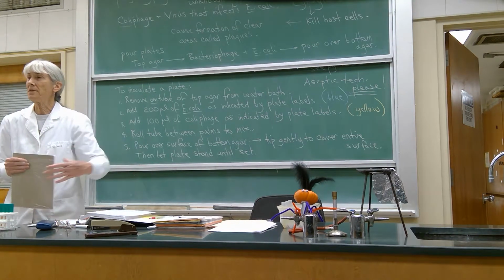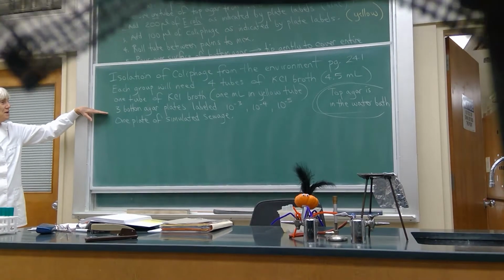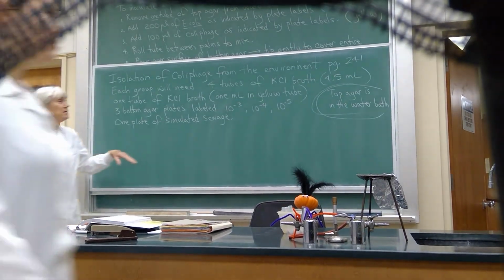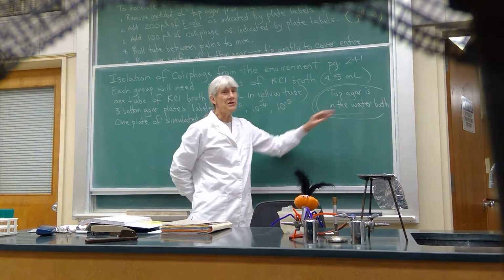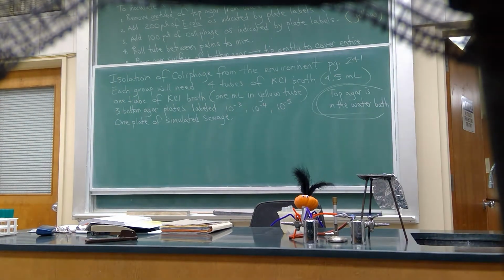I have one plate labeled 10 to the minus 3, 10 to the minus 4, 10 to the minus 5. And you need one plate of simulated sewage, which you already have. And your top auger is already melted and it's in the water bath. So you may get these things.